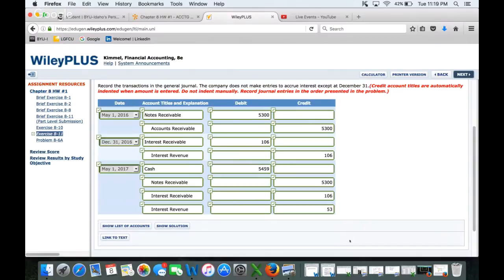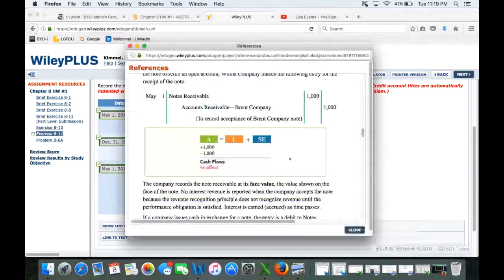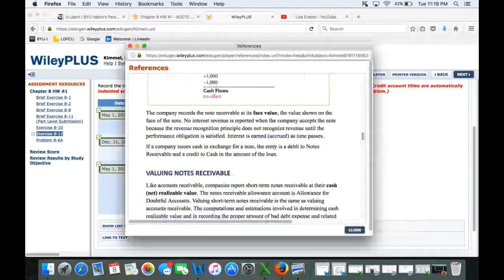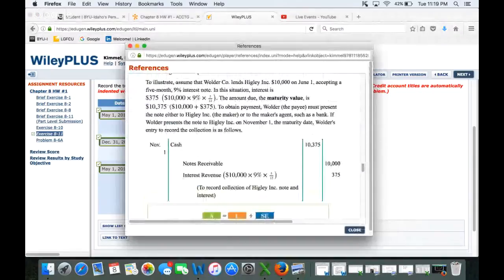And like I said, you can select link to text, and it'll pull up this window, and it really just runs through these formulas with you periodically when you go through them. Right here, it gives you good examples. So I'd recommend looking at those.